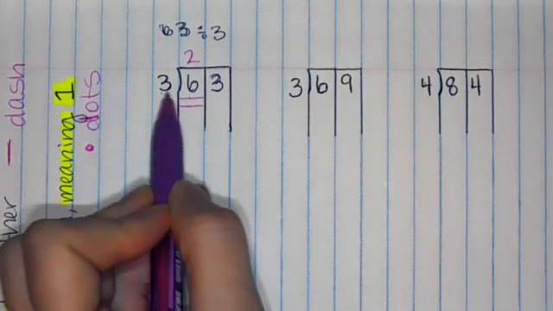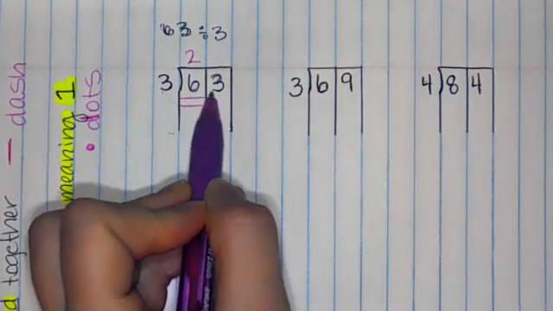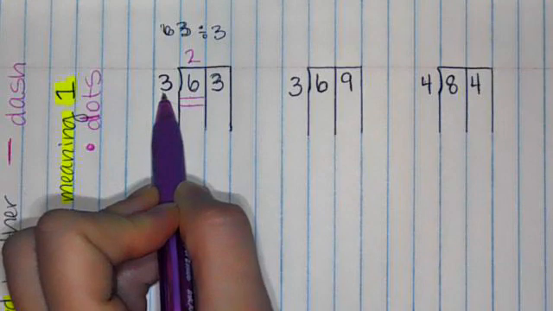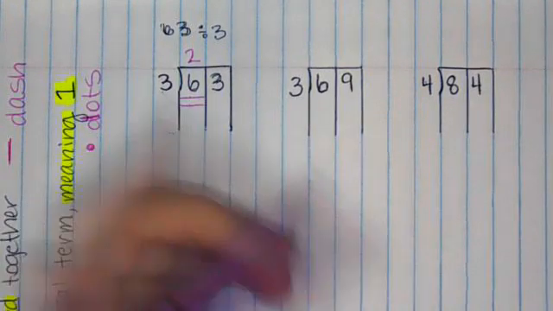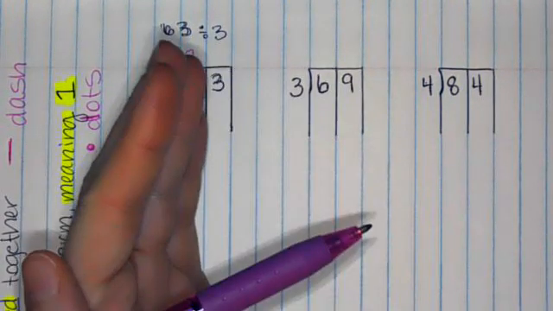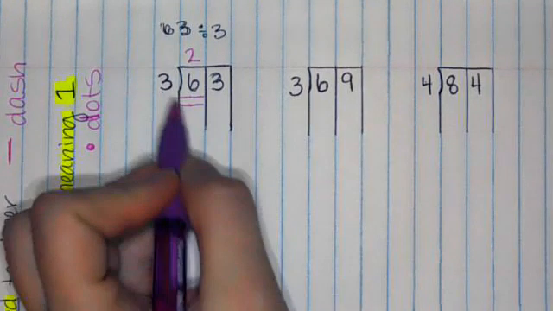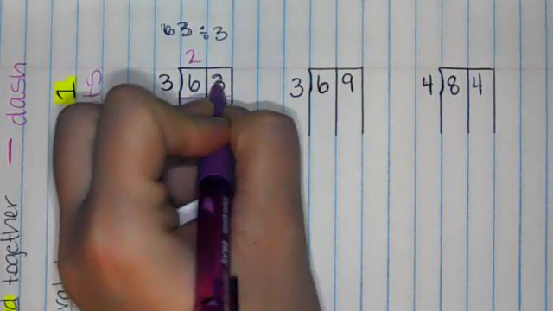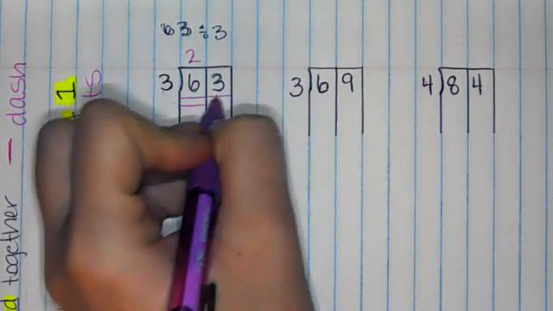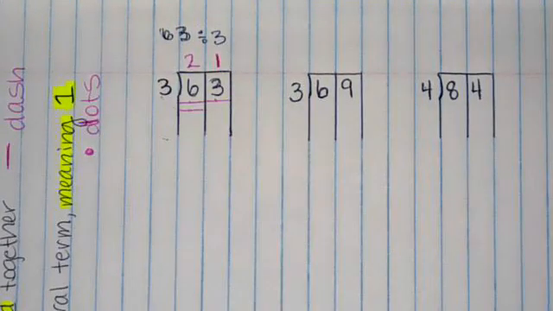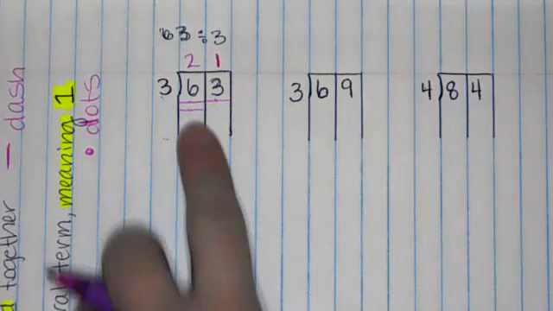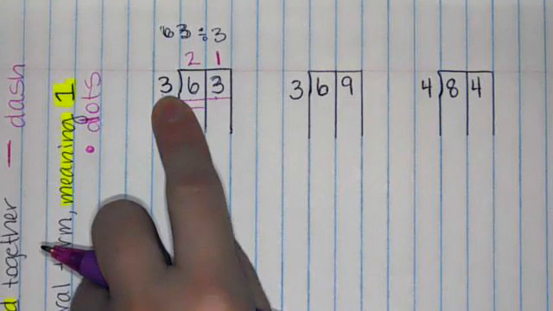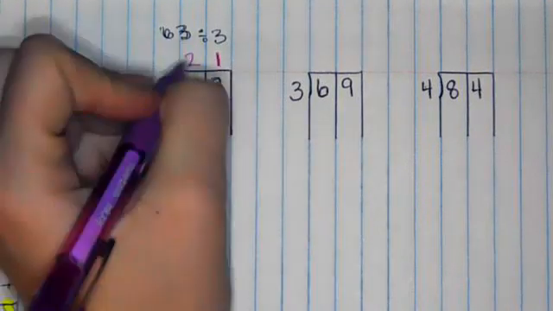Right here, we have to do 3 divided by 3. We're going to do multiplication because it's the reverse of division to help get us there. So 3 times 1 is 3. So that is 1 dash. I will put 1 on top in the quotient. So 63 divided by 3 would be 21.